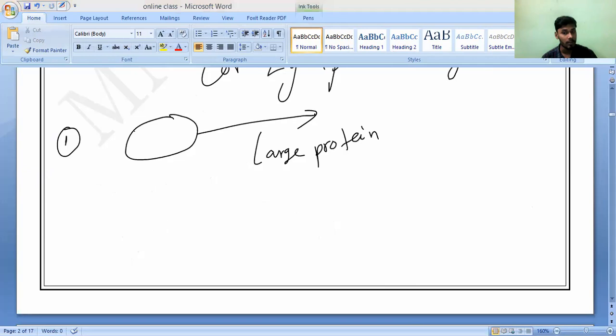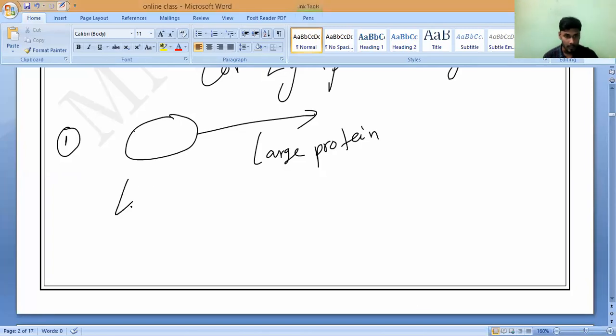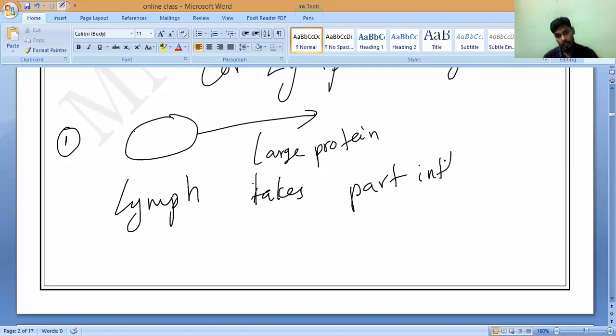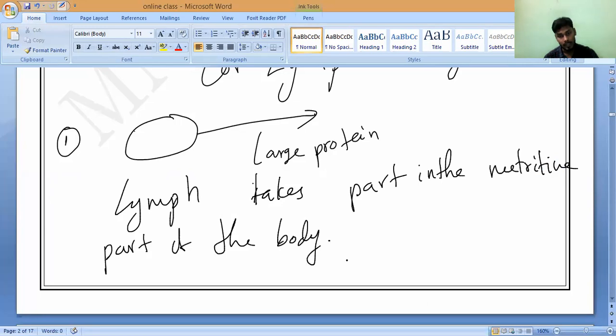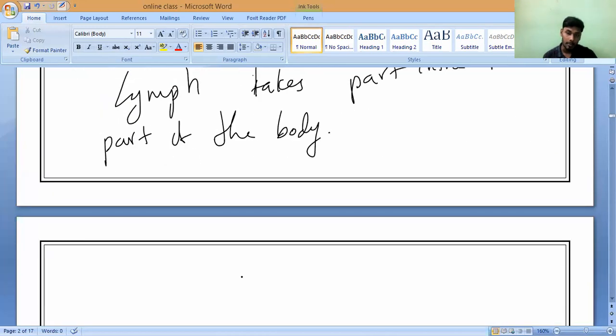What we have studied only will be there. Nothing else will be there, right? Lymph takes part, or else the lymphatic system takes part, in the nutritive process of the body. Lymph takes part in the nutritive part of the body. What it will carry, for example, is communicated here.